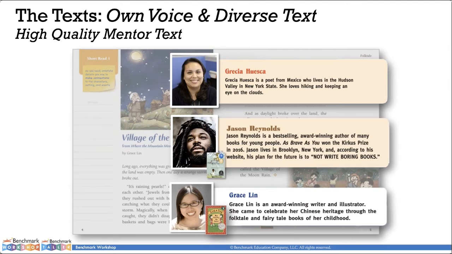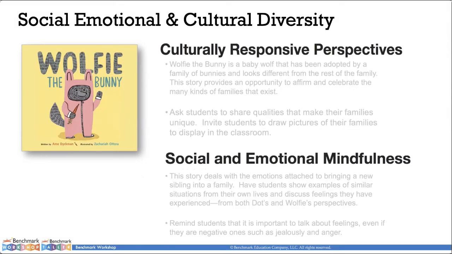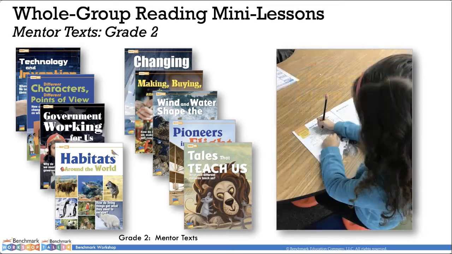And for every whole group text that students will encounter across the unit, we've identified how to address cultural responsiveness as well as social emotional learning. Grade 2 students receive 10 mentor texts across the year, one for each topic. Each unit contains 6 different texts, including poetry, all focused on the unit topic. These write-in texts are replaced every year for the life of the adoption.